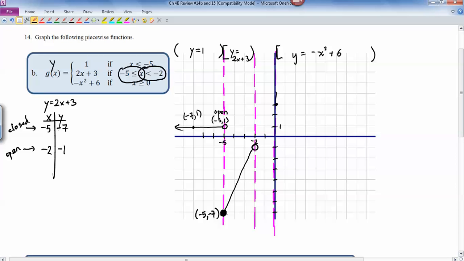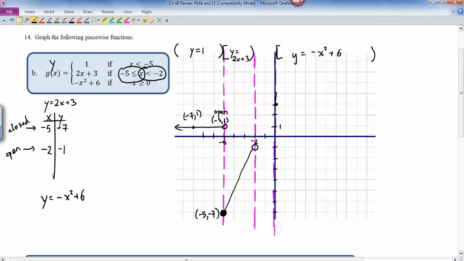Okay, so remember the middle chunk is just empty, so I'm just going to skip this region right here, right? Nothing goes there. The last part is y equals -x² plus 6 for everything 0 and bigger for the x's. So that's going to look like a parabola. So let's kind of think about the parabola a little bit.